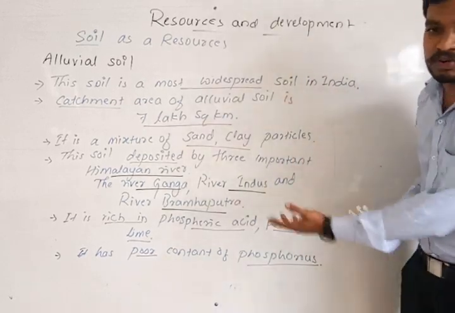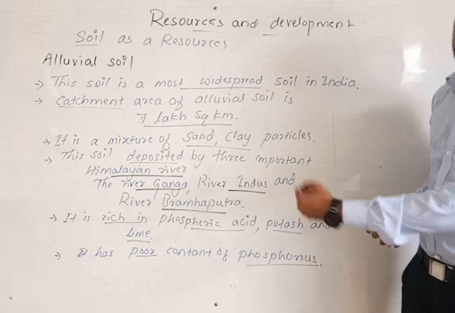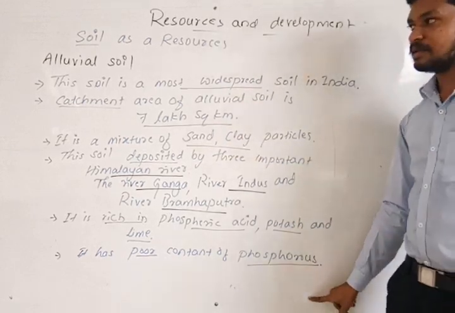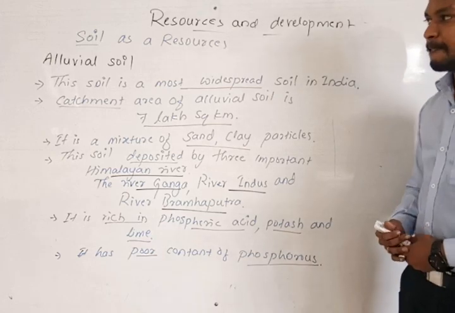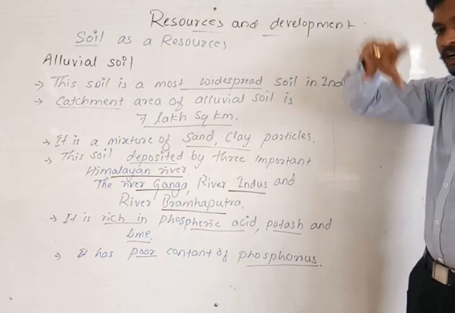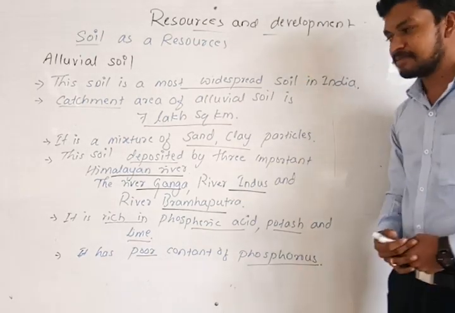We will discuss what all those names are and how they have formed. Write down this first, and we will go for the next one, which is a continuation. Alluvial soil is found in the northern plain, and I hope you understood about the formation of alluvial soil.